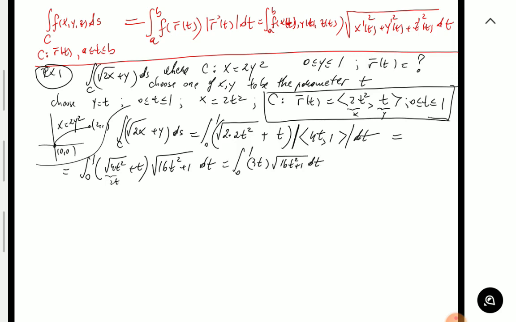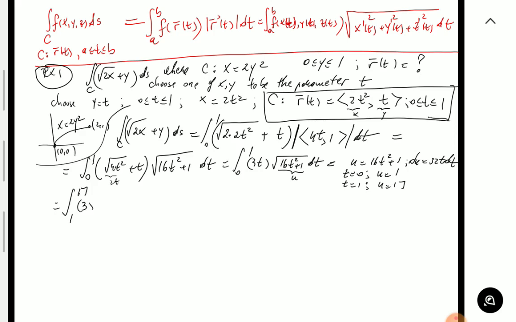And the way it looks, it's suitable for a u substitution. We can choose u to be 16t squared plus 1. That makes du 32t dt. And the new bounds of integration: if t equals 0, u equals 1. If t equals 1, u equals 17. Moving on, the new integral now is from 1 to 17.